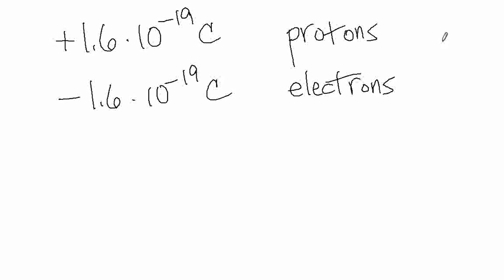Now, on the other hand, if an atom or molecule does not have an equal number of protons and electrons, then it has a net charge. An atom or molecule that has a net charge is referred to as an ion. Okay?